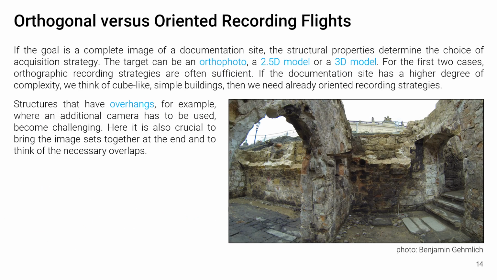If the goal is a complete image of a documentation site, the structural properties determine the choice of acquisition strategy. The target can be an orthophoto, a 2.5D model, or a 3D model. For the first two cases, orthographic recording strategies are often sufficient. If the documentation site has a higher degree of complexity, we think of cube-like, simple buildings, then we need oriented recording strategies. Structures that have overhangs, for example, where an additional camera has to be used, become challenging. Here it is also crucial to bring the image sets together at the end and to think of the necessary overlaps.